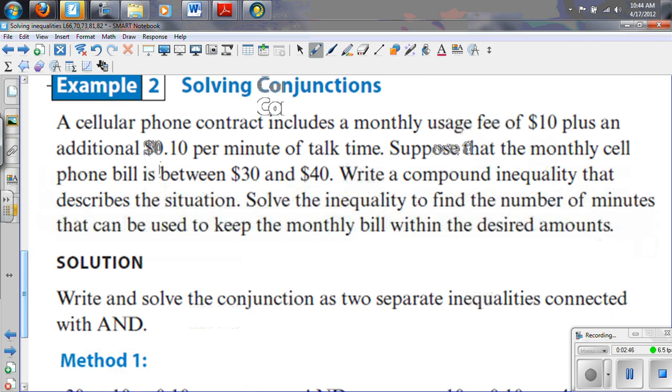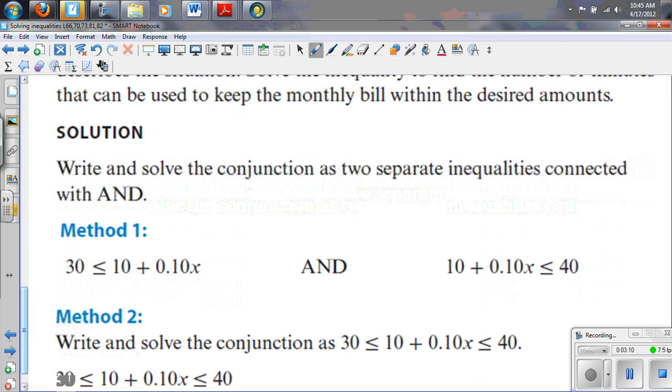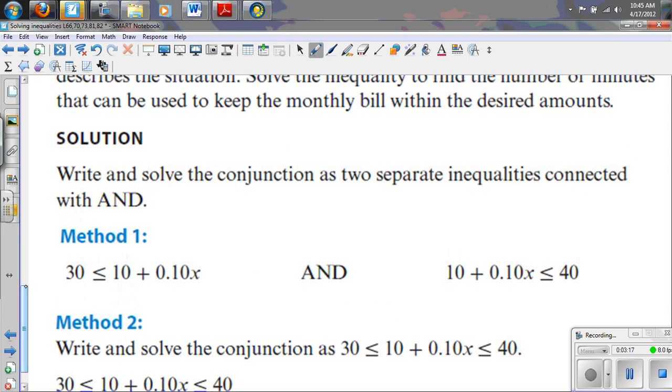So, a cellular phone contract includes a monthly usage fee of $10 plus an additional 10 cents per minute of talk time. Suppose the monthly cell phone bill is between $30 and $40. Write a compound inequality that describes the situation, and then solve the inequality to find the number of minutes that can be used to keep the monthly bill within the desired amounts. So, first thing we want to do is write our equation with its two parts, or we could write it as one. So there's two methods here, and I'm going to go over both of them.